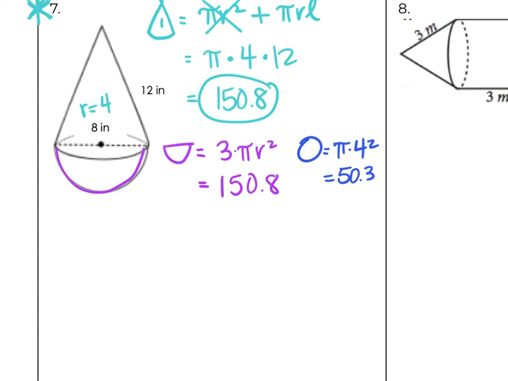Okay. So I could do what with those, I said? I'm not including the circle. So what would I do with it? Subtract it. Okay, so that would give you what? 100.5.